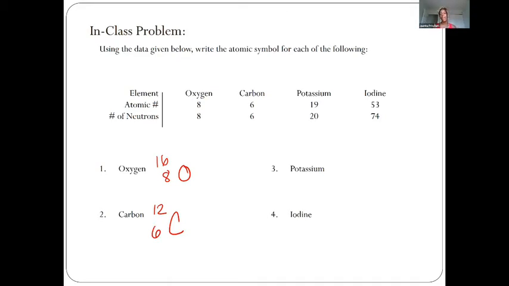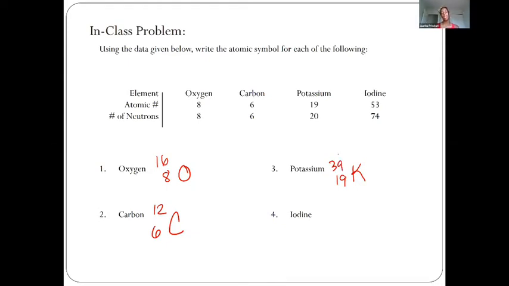Number 3, be careful with this one, because all the previous ones we've seen, the symbol started with the letter that the element starts with, but potassium and a few others are a bit of an anomaly. So if you look at the symbol for potassium, potassium is actually K, and on the bottom, we would put its atomic number of 19, and on the top, we would put its mass number of 39, and we're getting that by simply adding the two numbers together.